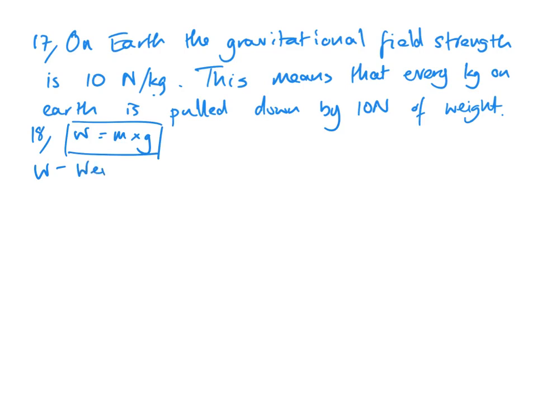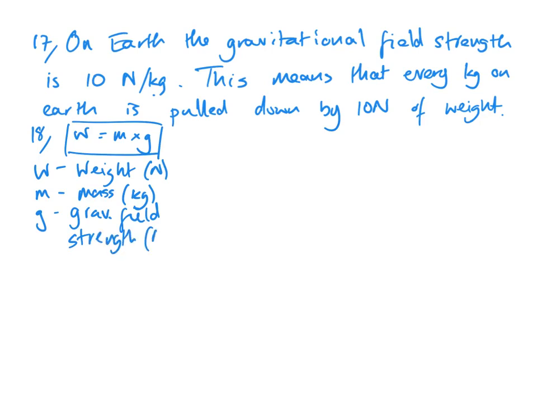Where once again, W is weight measured in newtons. M is mass measured in kg. And G is this new idea we've just introduced, gravitational field strength, which is measured in N stroke kg. I'm going to abbreviate gravitational with just grav because we've just written it out above. And then once again, we'll do a couple of examples.